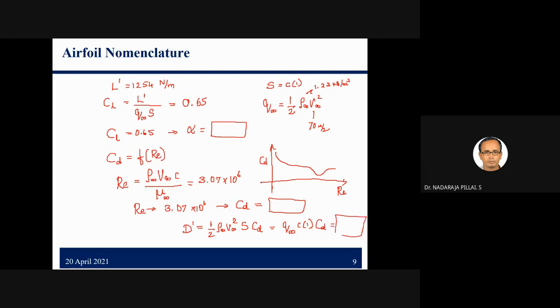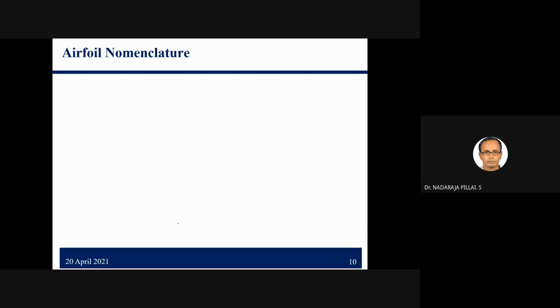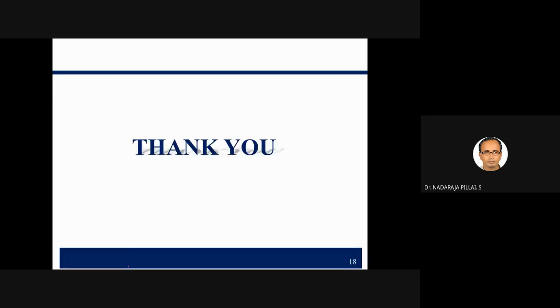So please calculate this by yourself. Use the John D. Anderson book or any other material to find the corresponding angle of attack value and the corresponding coefficient of drag value, and calculate the drag per unit span. Okay. So I stop at this point for today's discussion. Thank you very much.